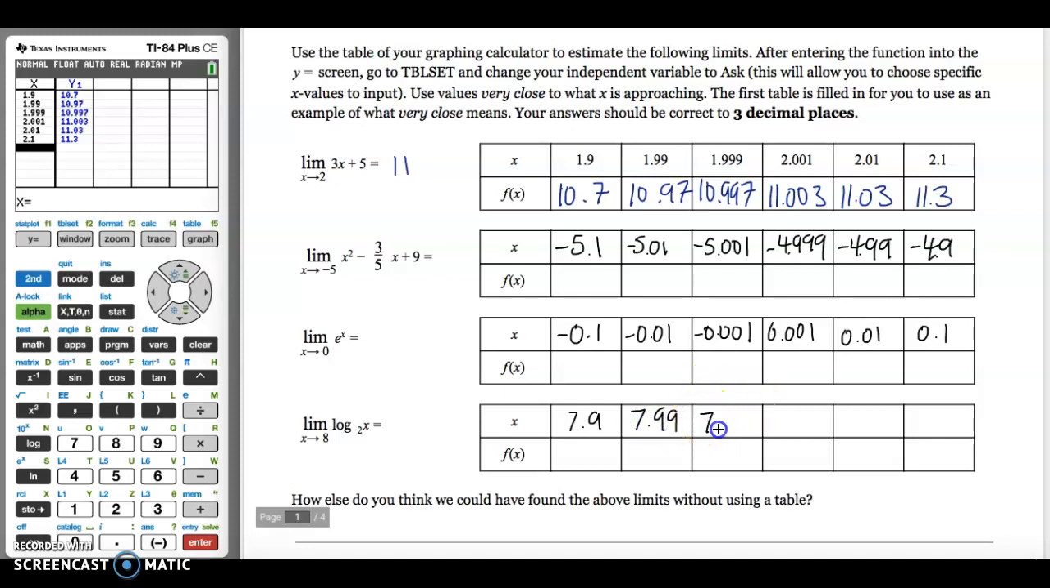7.99, 7.999, and then a little bit bigger than 8. And this just helps you be able to see the pattern really well. So I really like being able to pick numbers that follow the same pattern.